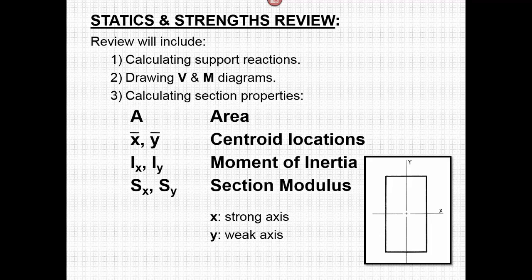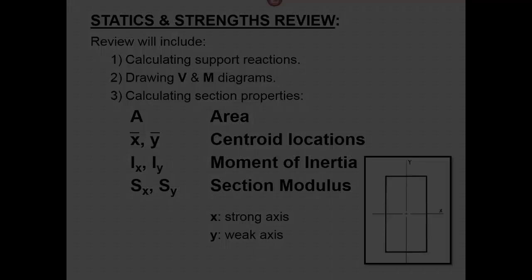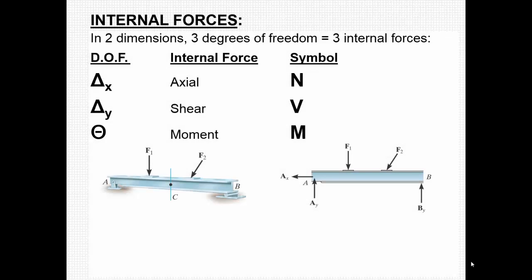Let's make sure that we recognize that there are two types of axes used, X being the strong axis and Y being the weak. When beginning the studies of statics, there are some things to consider regarding dimensions, forces, and degrees of freedom. There are 2 dimensions, 3 degrees of freedom, and that means that there are 3 internal forces. The degrees of freedom are delta X, which is the axial force, and the symbol for that is N. There's delta Y, which is the shear force, and the symbol is V, and there's theta, which is the moment force, and the symbol is M.